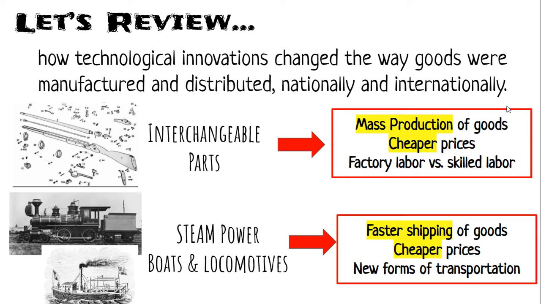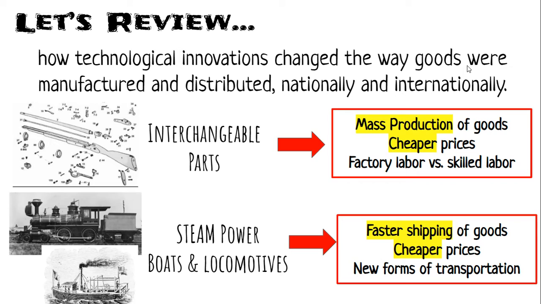And this is going to lead to a difference or a divide between factory labor, those that can do very basic manual actions like interchangeable parts, versus skilled labor, where someone's building something from scratch using a skill or an art skill that they've acquired over time, like with artisans and craftspeople. Factory labor is going to allow for cheaper prices, and factory labor is going to allow for mass production of goods.